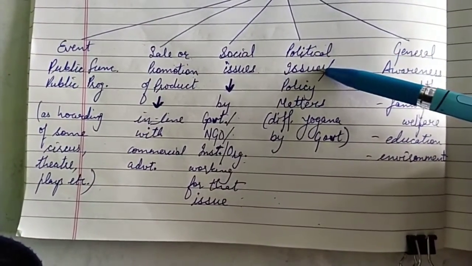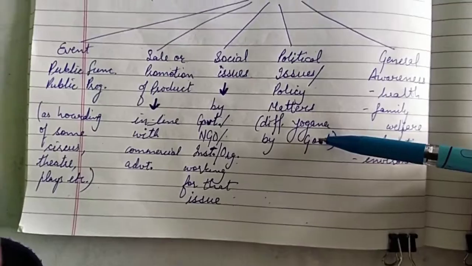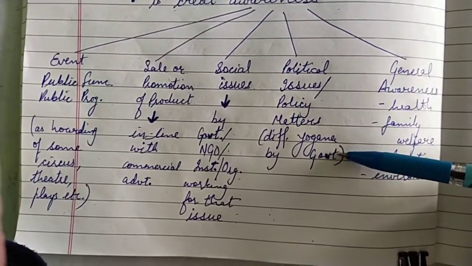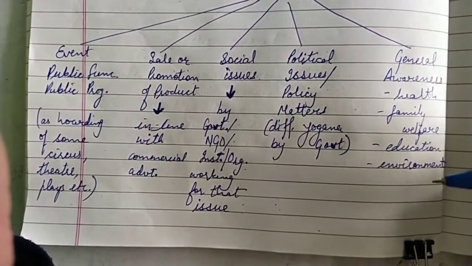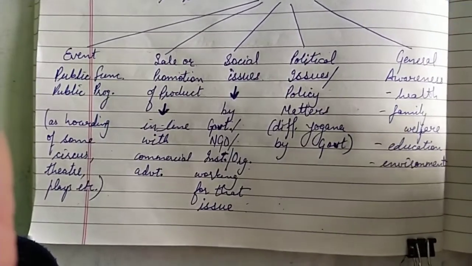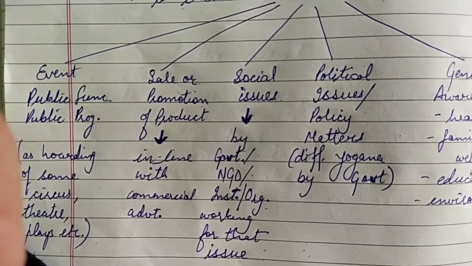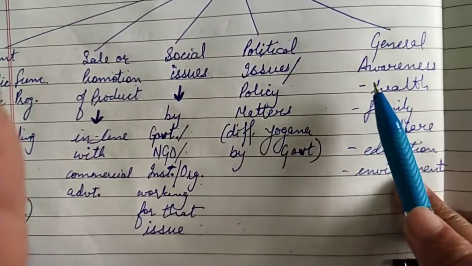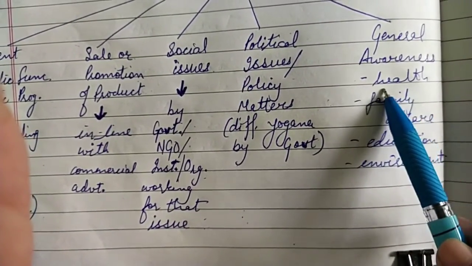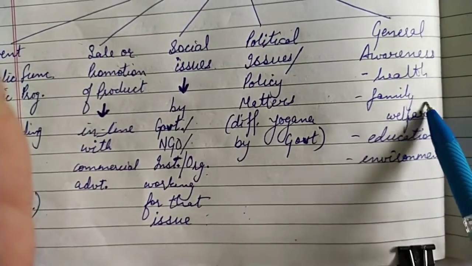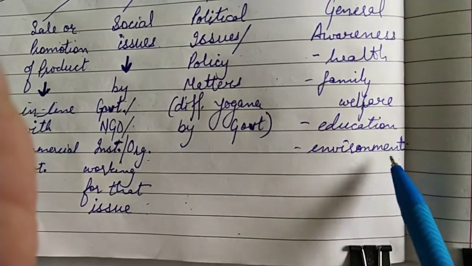Next are the political issues or the policy matters. Political issues or policy matters are basically drawn by the government. As we have seen the hoardings of different yojanas, Jan Dhan Yojana and Ujjwala Yojana, or Beti Bachao, Beti Padhao, such kind of posters that are particularly issued by government departments. The next one is general awareness. General awareness posters might be regarding health, family welfare, education, or environment. Save water, save earth.